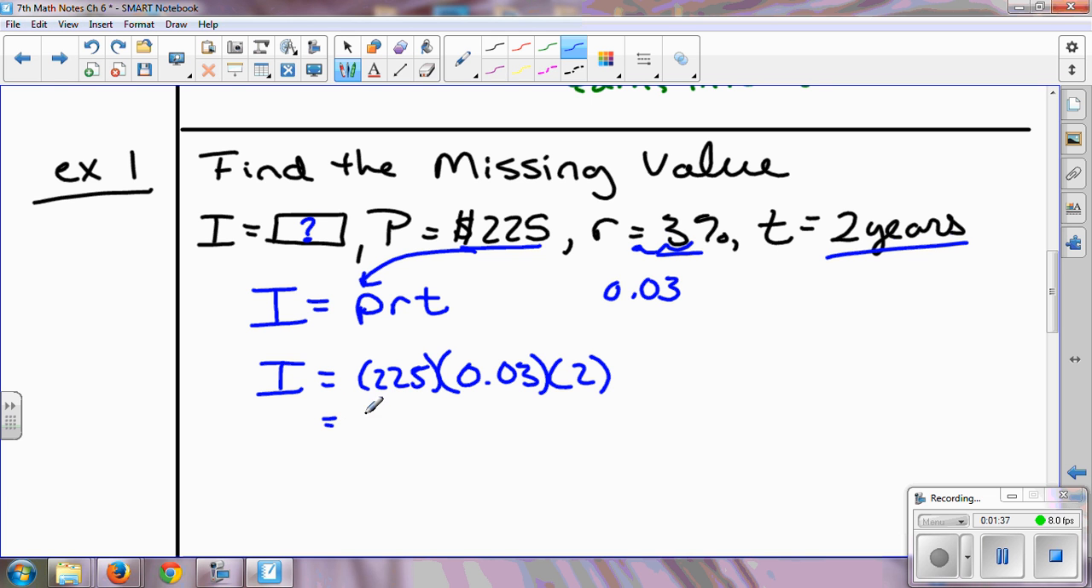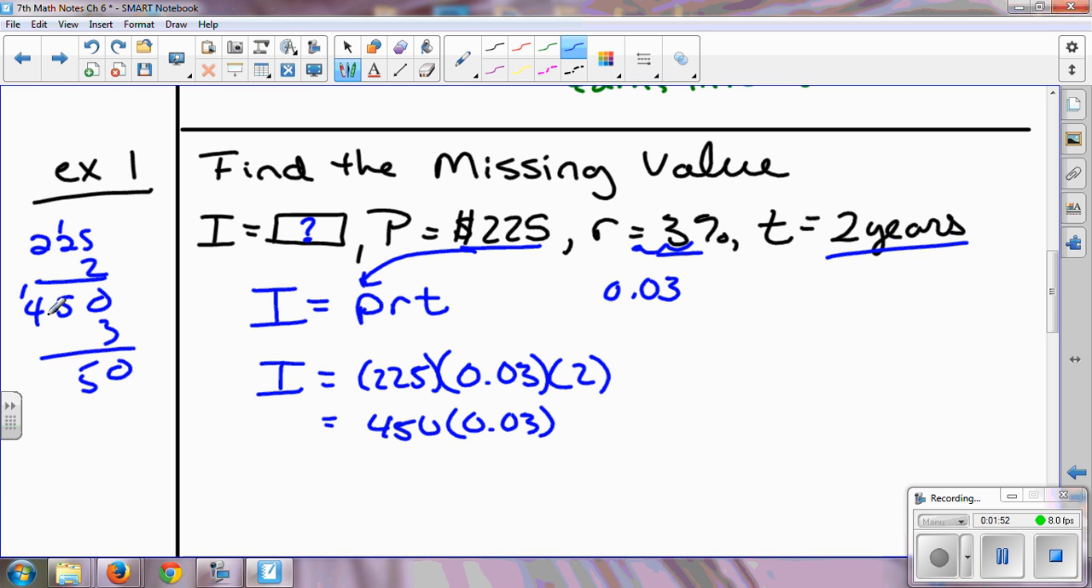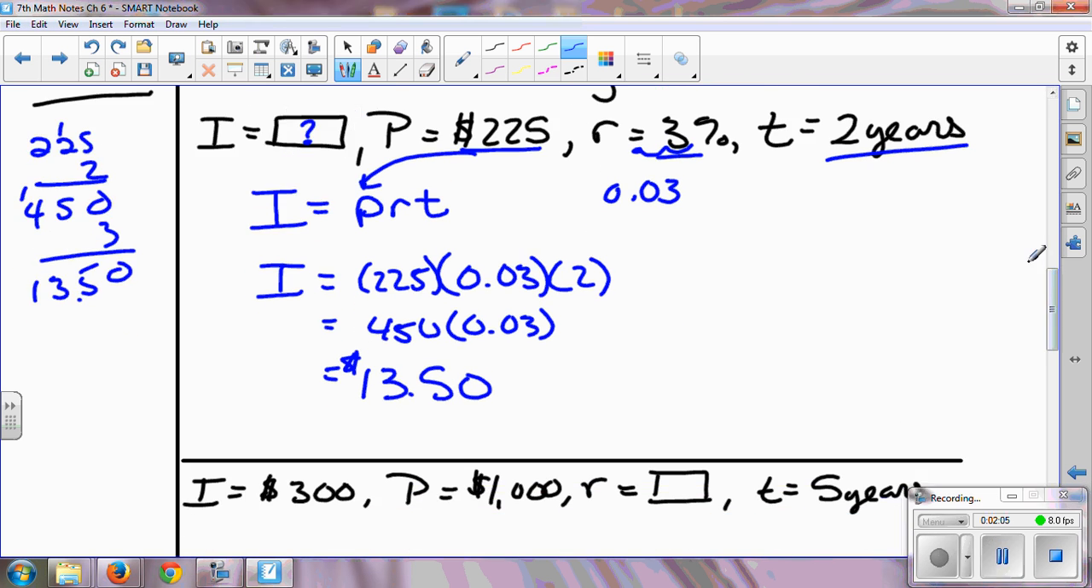This is where we are going to be using a calculator today. I have 225 times 2, so that's 450, and then times 0.03. So my interest will equal $13.50. You should be able to notice that all we are doing is taking a formula and plugging into it.